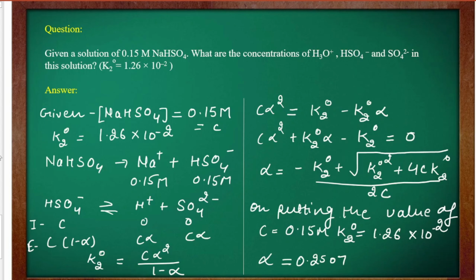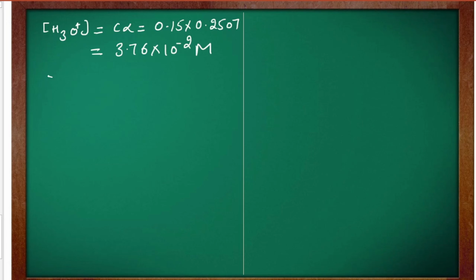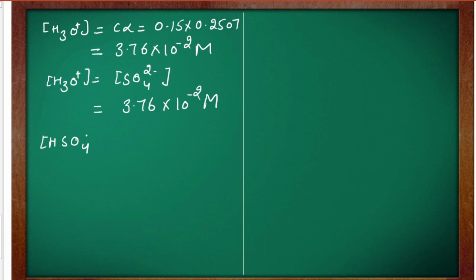Now we know the value of alpha, hydrogen ion concentration is equal to C multiplied by alpha. On solving, hydrogen ion value comes out to be 3.76 multiplied by 10 raised to power minus 2. Hydrogen ion concentration is equal to sulfate ion concentration as they dissociate equally. Hydrogen sulfate concentration is equal to 0.15 minus 0.15 alpha. On putting the value of alpha, hydrogen sulfate concentration is equal to 0.1124 molar.